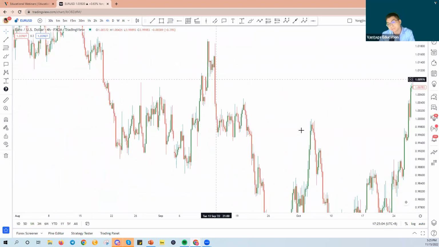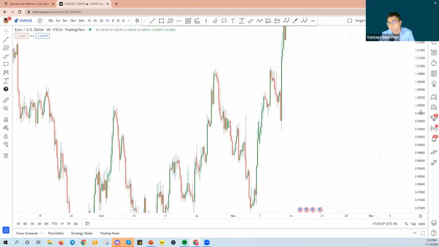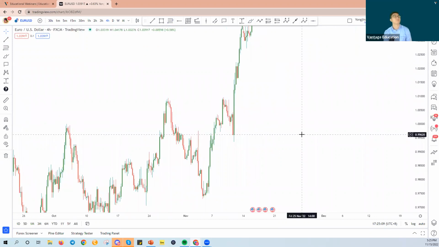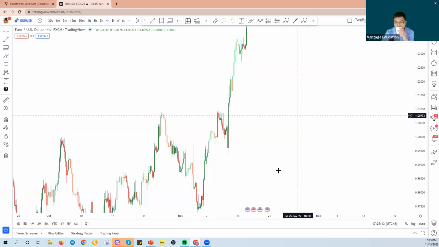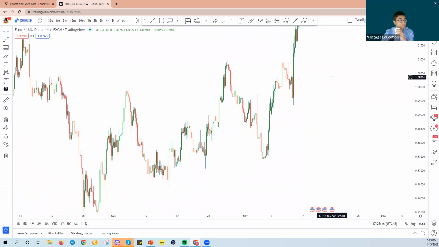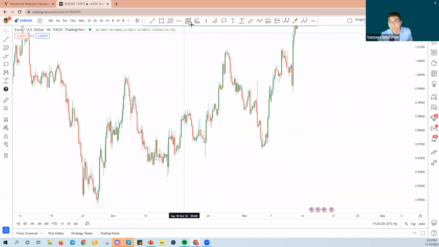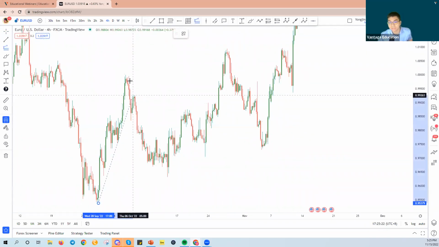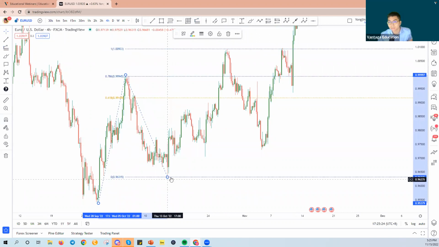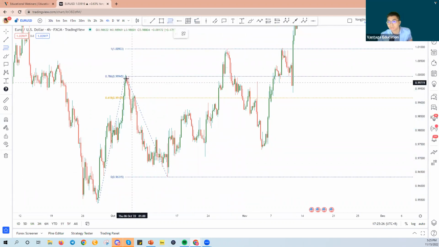Okay, this method is a bit... everyone draws it differently. So please backtest it before you start using it. I'm still searching, still finding a proper setup. Okay, this looks pretty good.